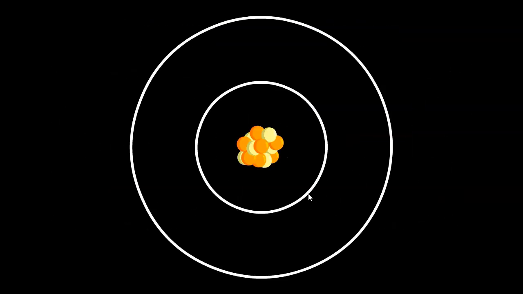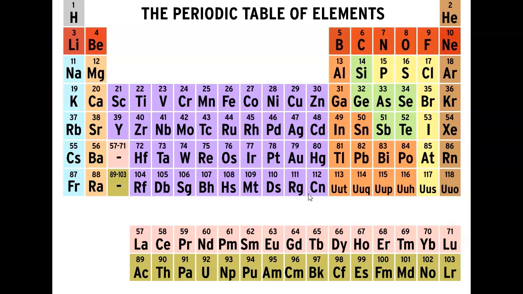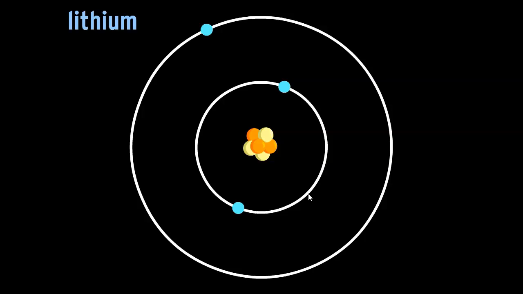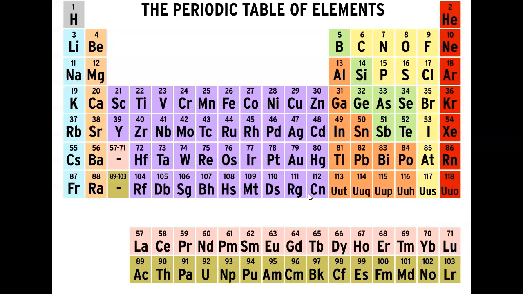Period 2 contains elements with 2 electron shells. The first shell contains 2 electrons, and the second one can hold up to 8 electrons. As you read across a period, that outer shell fills up with electrons. So lithium has 1 electron in the outer shell, beryllium has 2 electrons, boron has 3, and so on. By the time you get to the far right side, the outer shell is completely full.